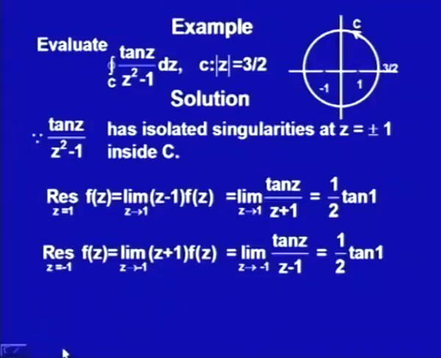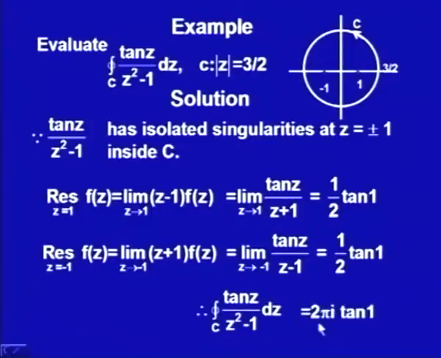Now, using the residue theorem, we say that the integral of tan z upon z square minus 1 along this contour C, where the contour C is the circle mod z equal to 3 by 2, would be 2 pi i into 1 by 2 tan 1 plus 1 by 2 tan 1, that is tan 1. You might have come across this kind of function, which is much harder if you apply some other way of integration. It is very simple, as we have got over here. Let us try some more interesting kinds of examples.